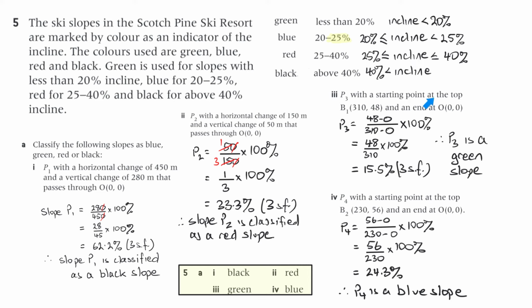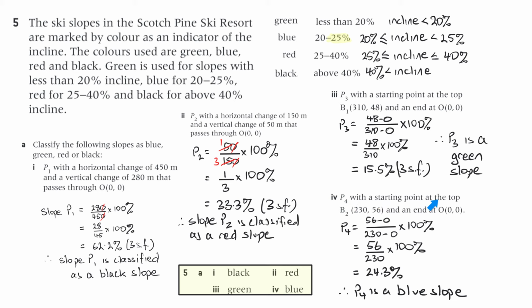3, P3 with a starting point at the top at 310, 48 and at the end at the origin, 0, 0. P3 is 48 minus 0 over 310 minus 0 times 100%. That's 48 over 310 times 100%. That's 15.5%, 3 significant figures. Therefore, P3 is a green slope because 15.5 is less than 20%.